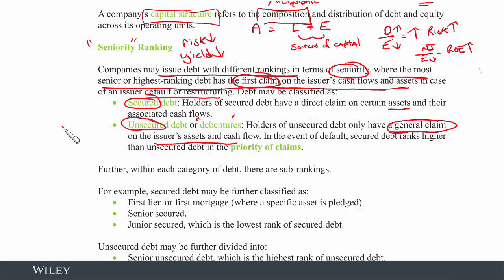So when you're unsecured, you're assuming more risk. Therefore, you're going to demand a higher rate of return. So secured debt ranks higher than unsecured debt. Piece of cake whenever there's a priority of claims.